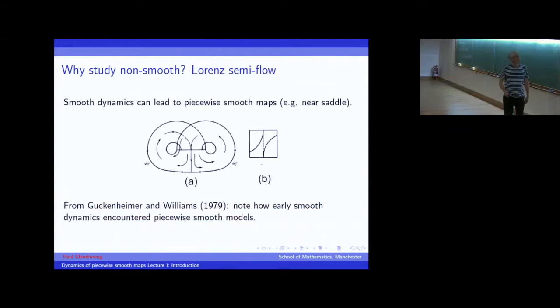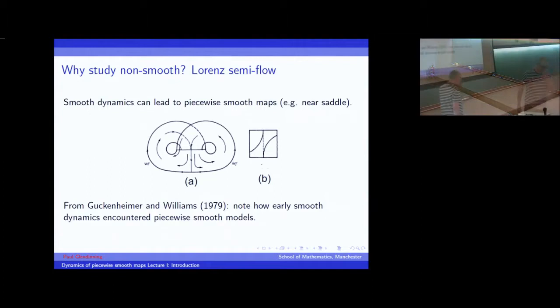This is where I started learning about piecewise smooth models. So this is a model by Guckenheimer and Williams from the late 70s of the Lorentz equations. So how many people know what the Lorentz equations are? Aha.